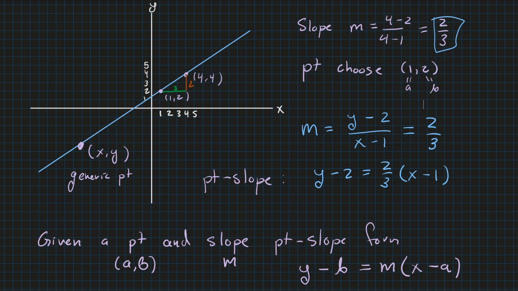Now if you're given 2 points on the line, which is fairly common, what you would then need to do is find the slope given those 2 points, and then choose one of them as your base point to use the point-slope form.